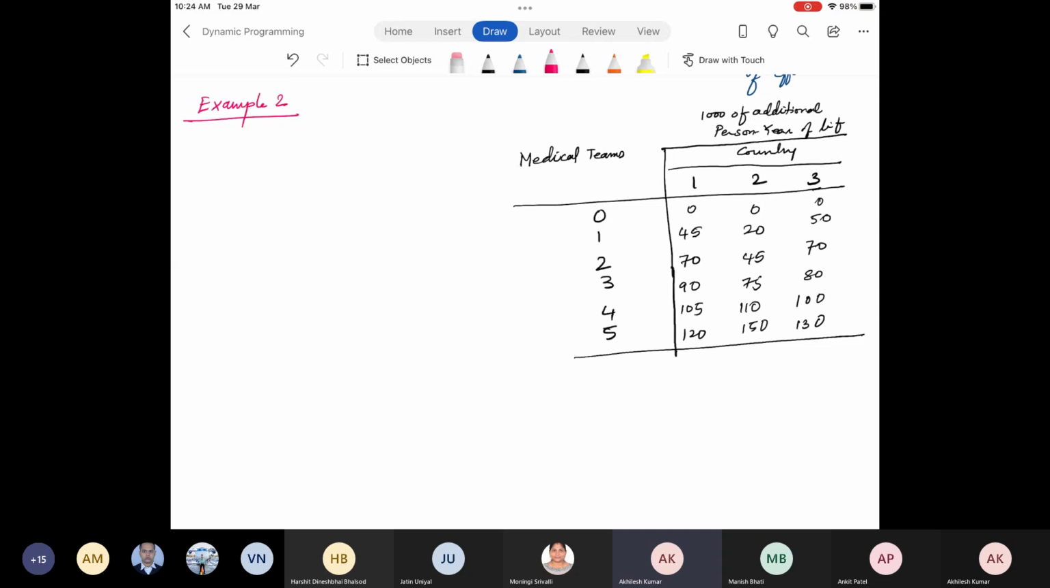Now, these teams cannot be broken into 0.5 or 0.2. One whole intact team will go to one country. So to maximize the thousands of additional person years of life, which is my performance measure, I need to allocate these teams accordingly. There is also an option not to allocate any teams to any of the countries. That is also possible.